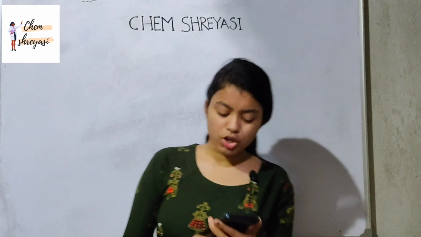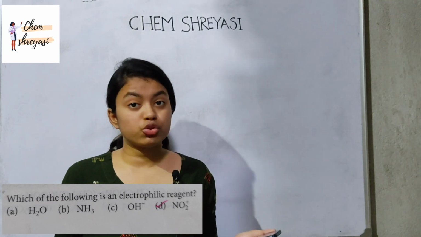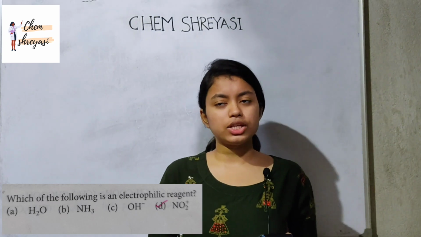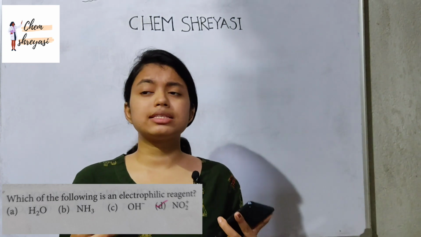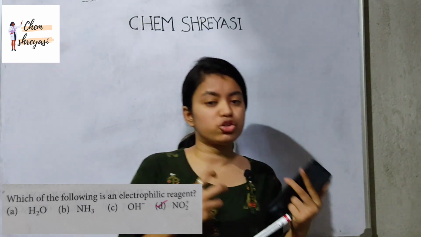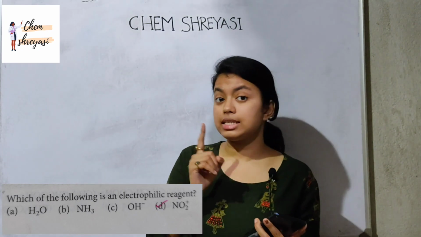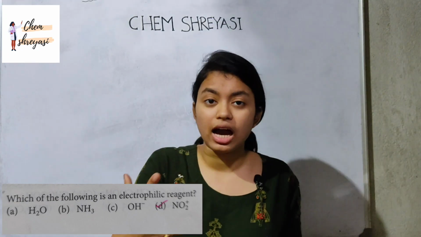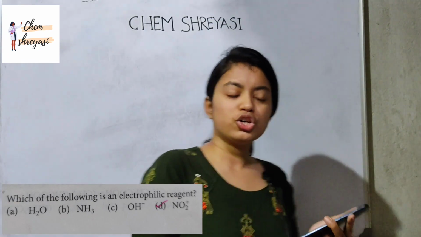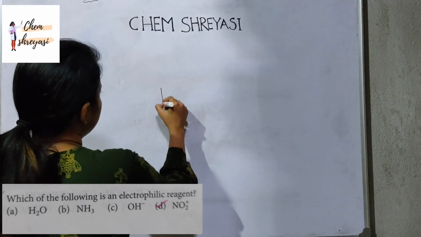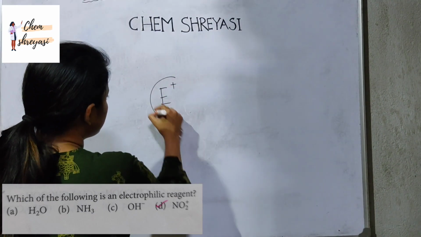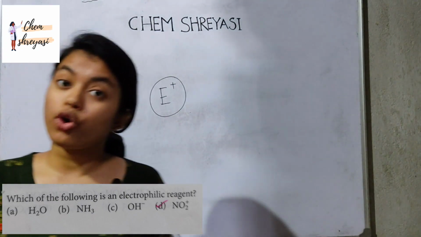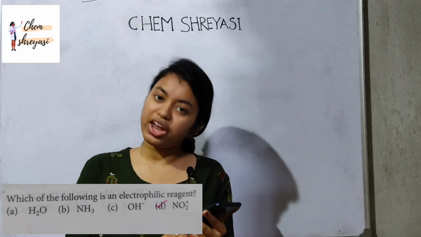So the next question is, which of the following is an electrophilic reagent? So what is electrophile? Electrophile is actually the species which has a tendency to take up the electron towards itself. That means that electrophile is always electron deficient. That's why it has a philia or love towards the electron. So in general, electrophile is denoted as E+. Now coming to the four options that they have given in this question, that is H2O.